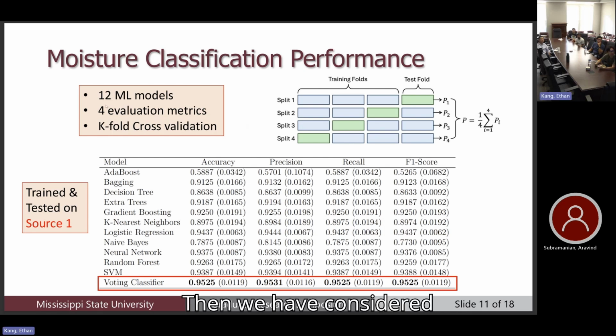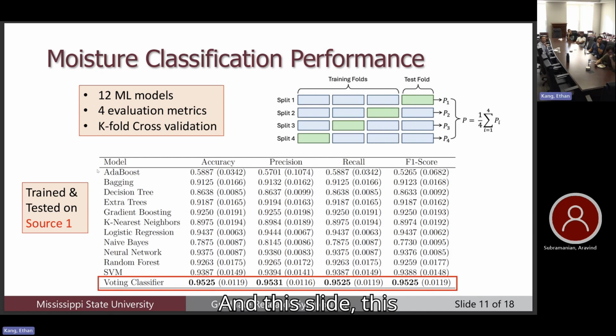Then we have considered 12 different machine learning models that include traditional machine learning models like decision tree, then k nearest neighbor. We also have some ensemble models such as gradient boosting, extra tree, something like that. And also we have a voting classifier, which can take the best 3 models and combine their predictions in a voting manner. For training, we have considered 4-fold cross validation, and we have evaluated the model from 4 perspectives using 4 different evaluation metrics.